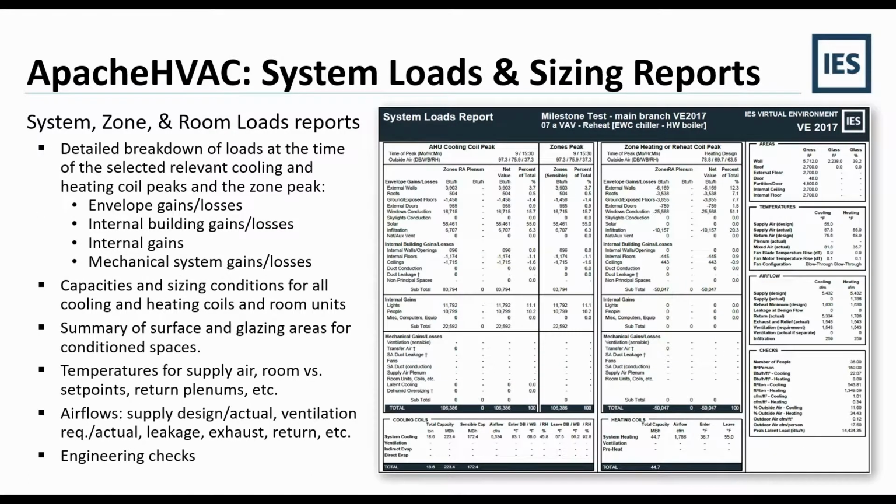Here again, system, zone and room loads report with respect to geometry, envelope gains and losses, internal gains and losses, mechanical gains and losses, contribution of coil loads, coil sizing, system and room air temperature, airflow rates, ventilation requirements, and engineering checks. Another good aspect about the reports is the ability to start incorporating, if you're thinking about the Python scripting again, what you could do with the data from this and how you could then develop that internally. Again, you can bring all of this into your own spreadsheets or Word documents and so forth for further processing, analysis or sharing.